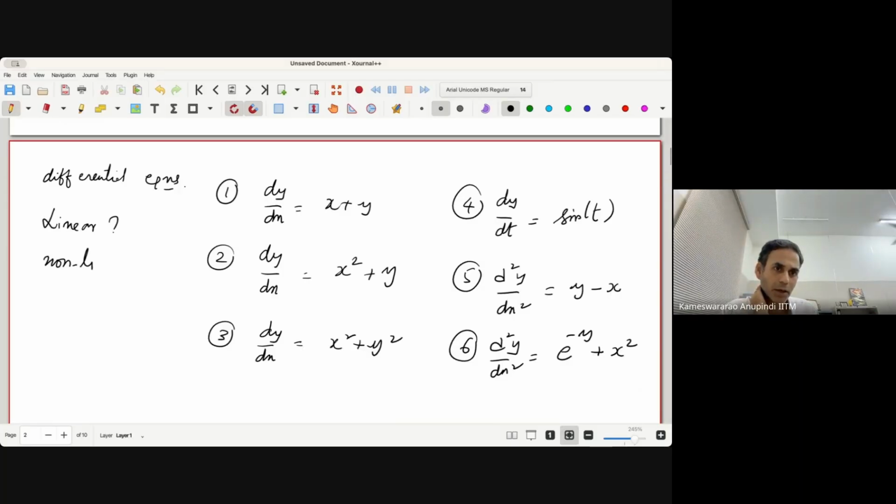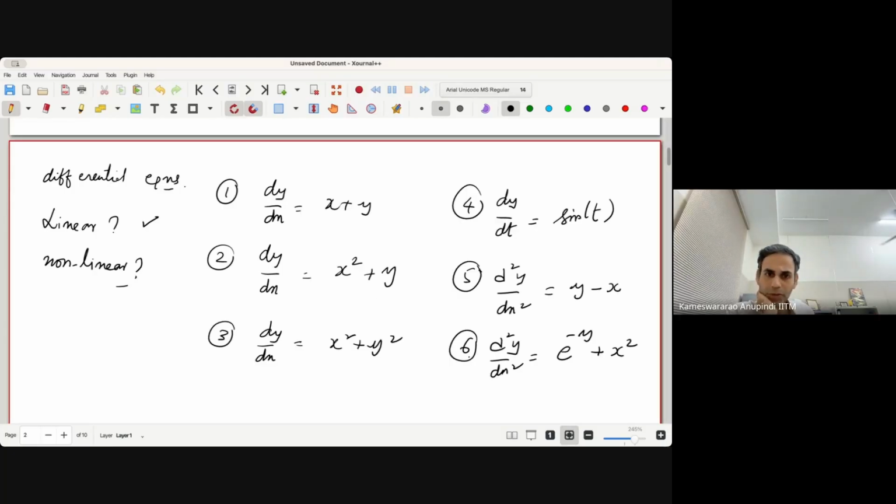Can any one of you or some of you try to identify and tell me which ones we can call them as linear and which ones as non-linear? And if we call some equation as nonlinear, why will we call them as nonlinear? What is the rationale behind that? Can we identify which are the linear differential equations in this? Are all of them linear or some of them nonlinear?